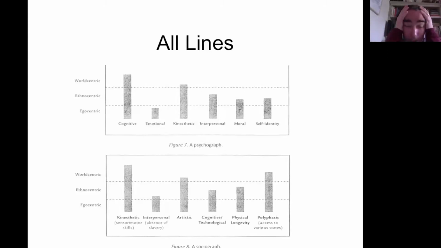So if you look at the lines, most people here are aware of spiral dynamics, and there's 8 levels in spiral dynamics as far as I know, unless it's changed recently. But here, you don't actually go to all the levels. You just use lines to say whether it is low, medium, or high. So if you look at this psychograph, the cognitive line is high, the emotional line is low, the kinesthetic line is high, the interpersonal line is average, the moral line is average, and the self-identity line is average.